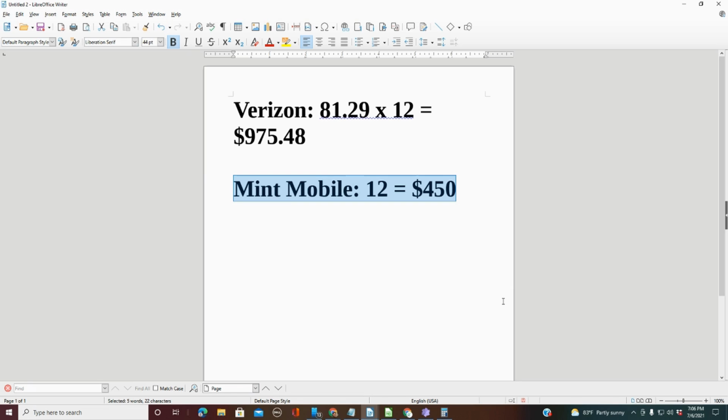I would give them an A plus in my book. I'm very, very happy with them.